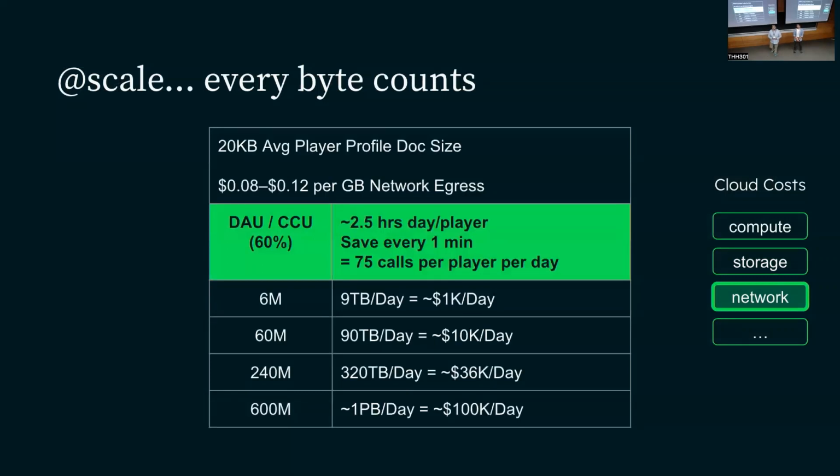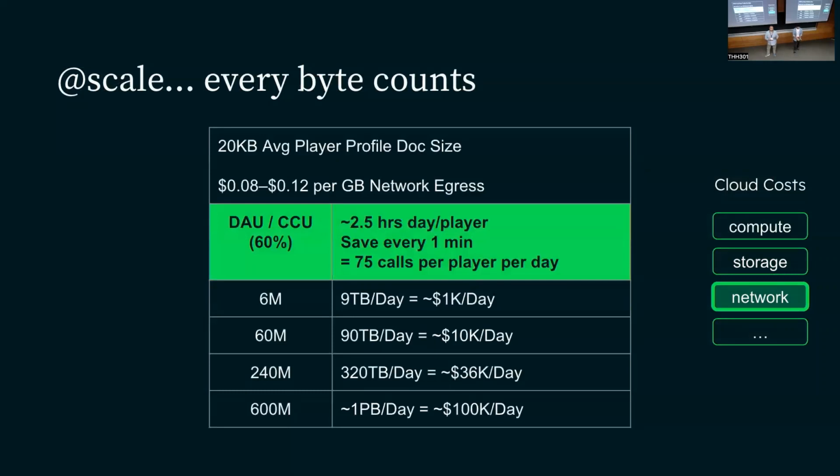What does it mean in terms of cost? So 6 million players, maybe 600 terabytes a day, about $100 a day, all the way down to if you have 600 million players, you could be spending well over $100,000 a day just in network egress, right? That's just only saving. What about as your game?